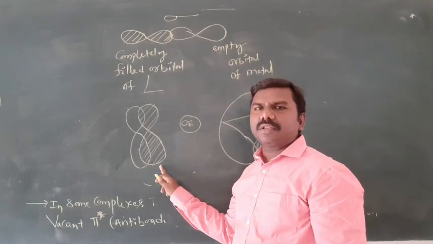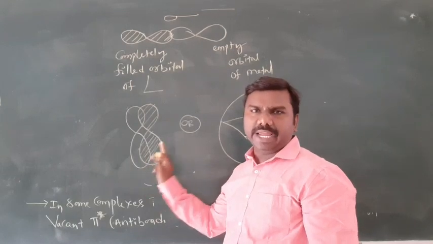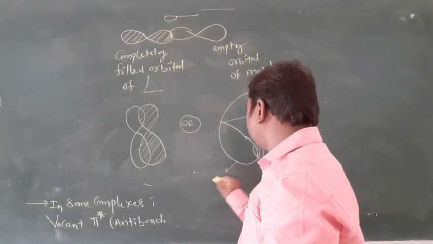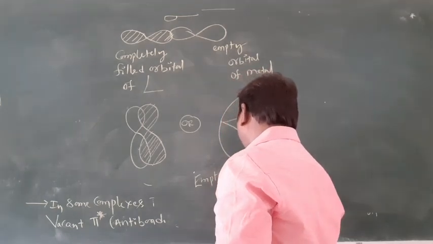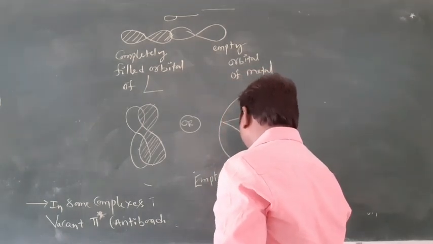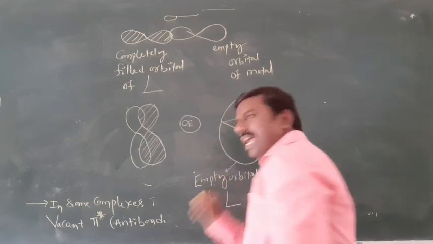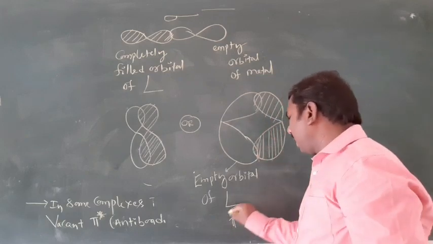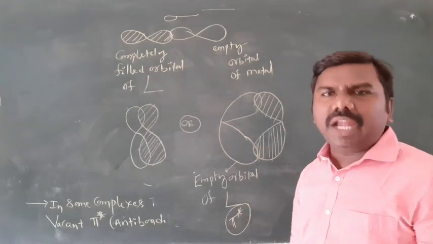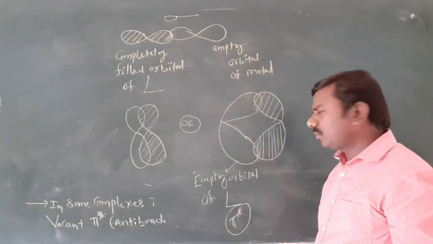Completely filled d orbitals of metal and empty orbital of ligand. This is empty orbital of ligand. It is pi star. Pi star means anti-bonding pi orbital, it is of a ligand.